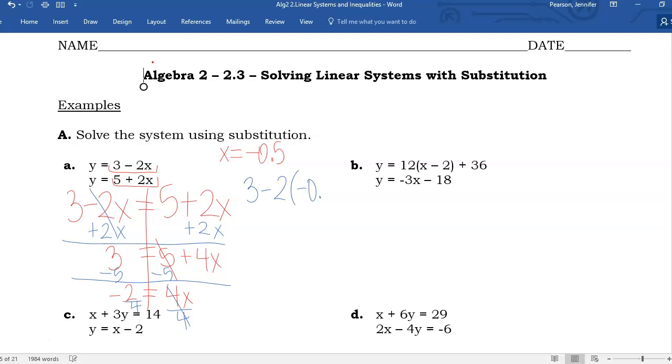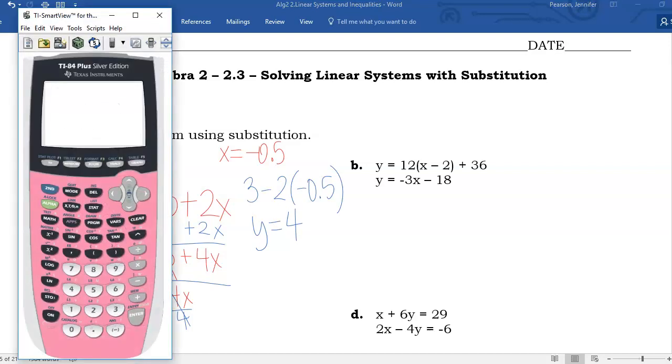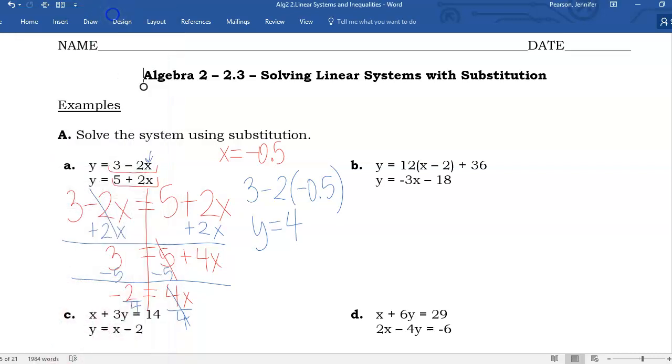So I'm going to substitute it into the top equation, 3 minus 2 times x. So I put negative 0.5 in for that x. I know half of 2 is 1. I know a minus is a plus. So 3 plus 1 is 4. And if you don't trust yourself with your mental math, you do have the option of typing it straight into the calculator, and hopefully we get the same answer. Y is 4. I'm going to check the second equation just to be doubly, triply sure.